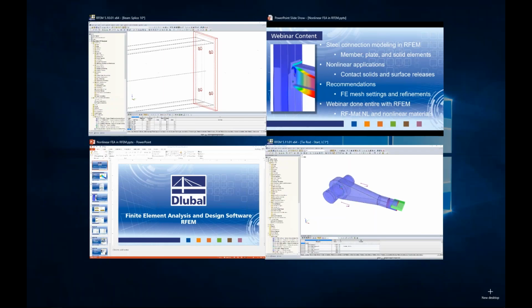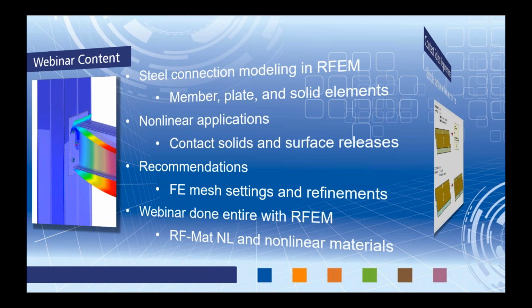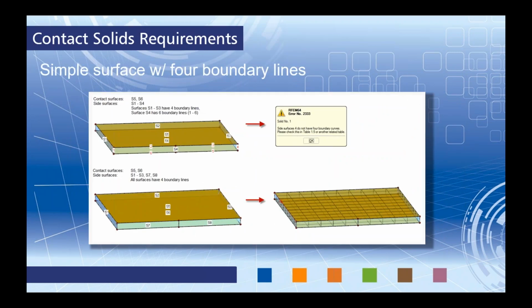So I want to jump back to the PowerPoint to discuss a few recommendations and requirements for contact solids. The first being that a contact solid must be a simple surface with 4 boundary lines. With this picture shown here, you'll notice that here is my first contact solid, but on the longer edges, I have line 2 and line 3 for the top surface and line 6 and line 5 for the bottom surface. If I tried to solve this within RFEM, I would get an error saying side surfaces 4 do not have 4 boundary curves. And that's simply because we need to make some adjustments.